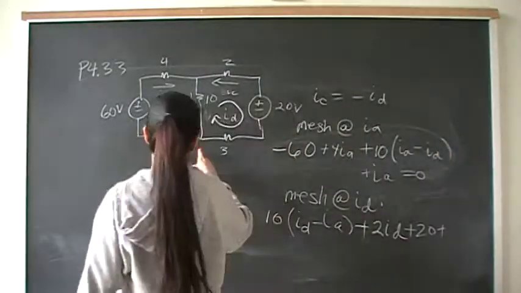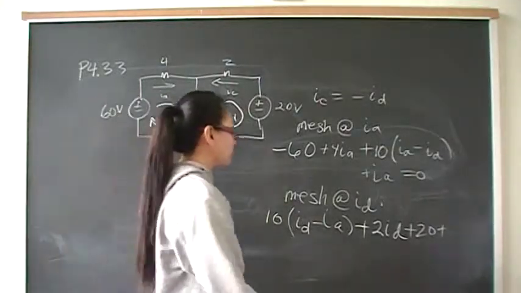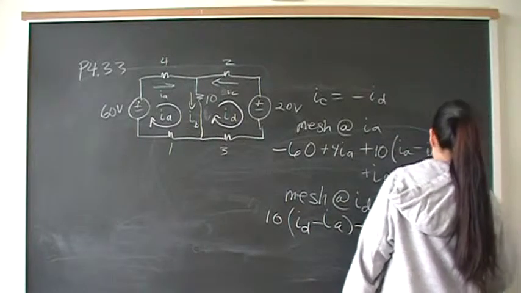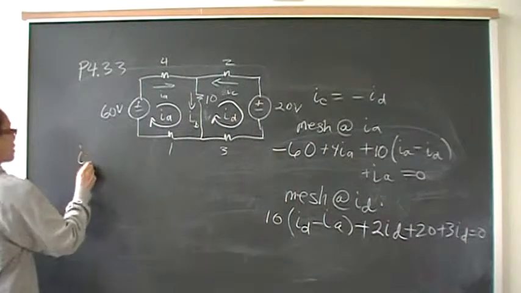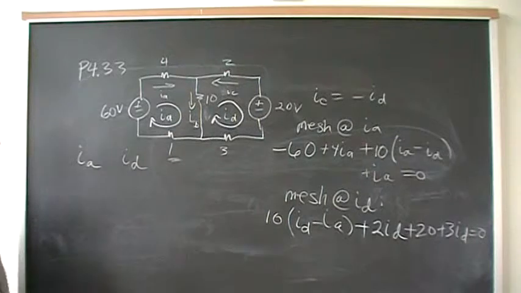And then the next one, voltage drop, is going to be 3ID plus 3ID. And that's all got to equal 0. So now I'm going to build a matrix. My variables here: IA, ID, and constants.